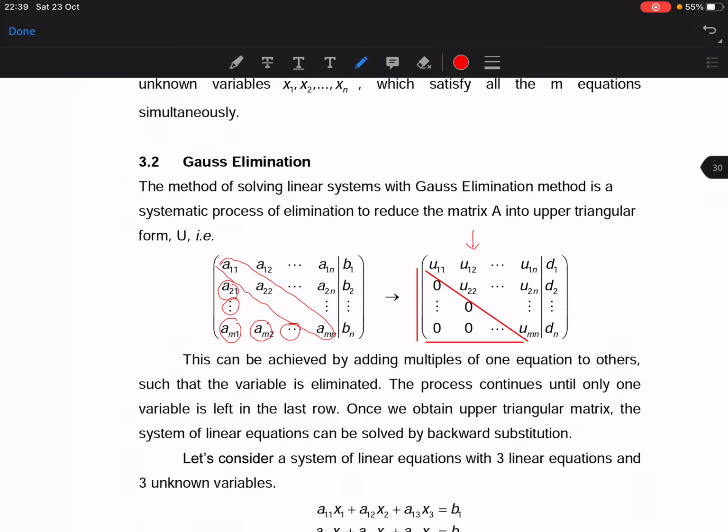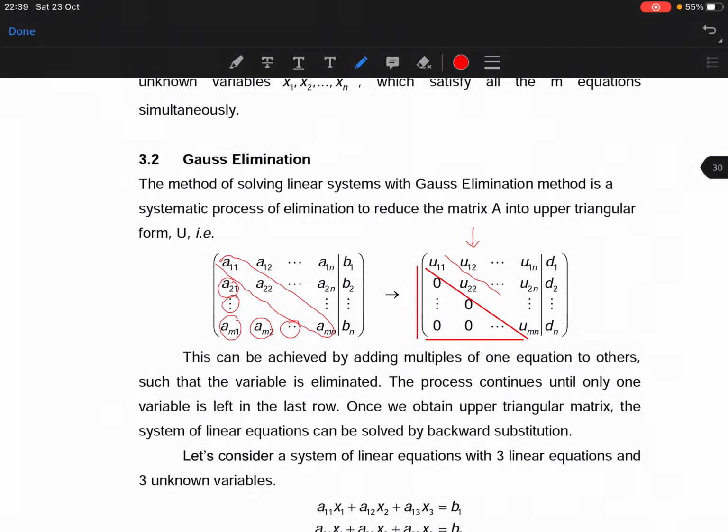So how are we going to get this upper triangular form? Anything below the diagonal becomes 0. So we're going to use a multiplication factor.